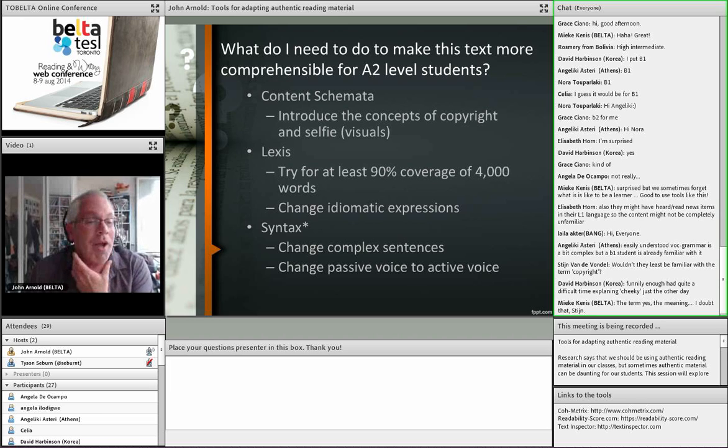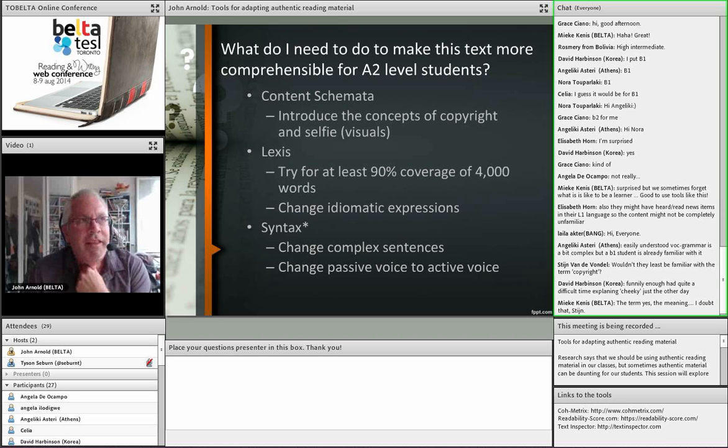And then I would try to work the Lexis to get at least 90% coverage. If I can get 98%, which is Paul Nation's suggestion, so much the better. But I always tell my students to shoot for about 90%. And look at idiomatic expressions. Either I decide to change them, or I decide to teach them.